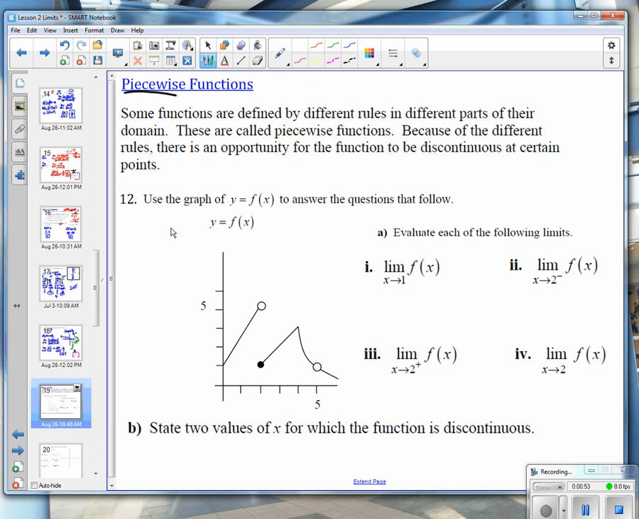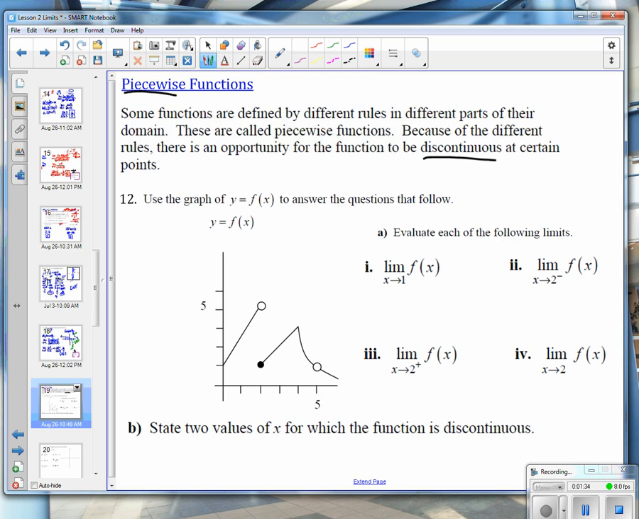If you take a look at this right here, there's not really going to be one graph that would give us that situation. There's not going to be one f of x equals something that gives you that graph. Piecewise functions are basically many different graphs with different domains that we stick together and draw on the same grid. These are called piecewise functions. Because of the different rules, there is an opportunity for the function to be discontinuous at certain points, which is different from what we just talked about.